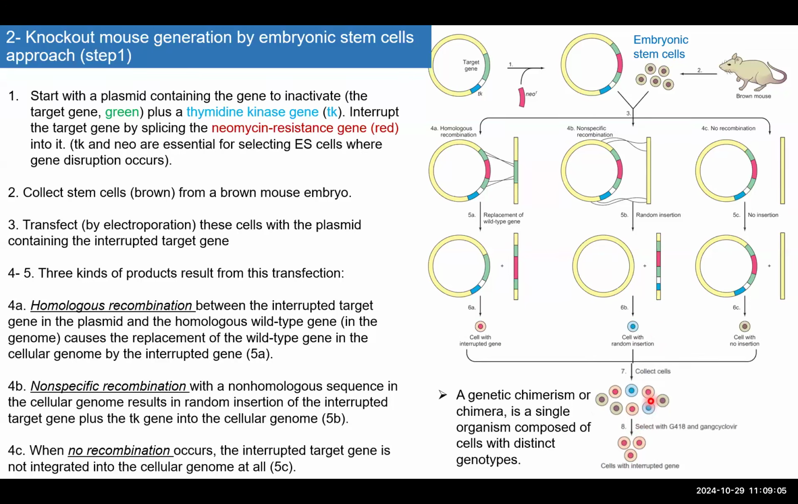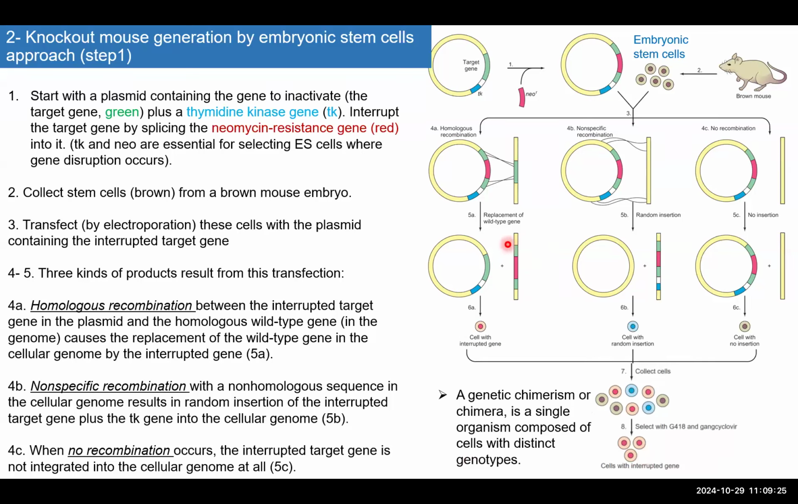So the selection is very easy because these two are going to be wiped out and only the red cells will survive. Those are the ones that I will take into the next step.